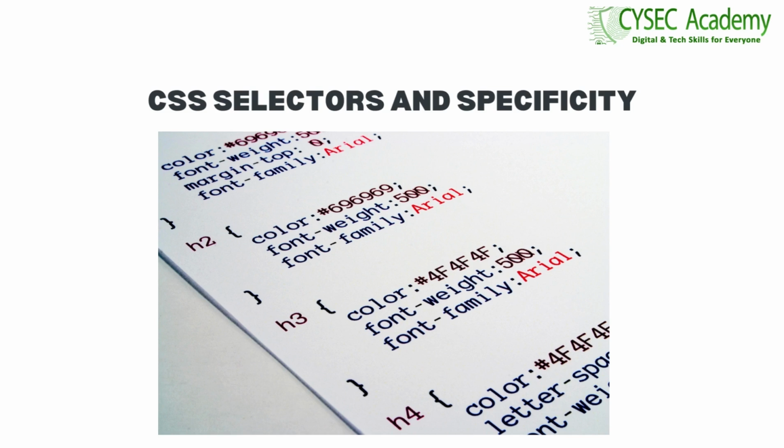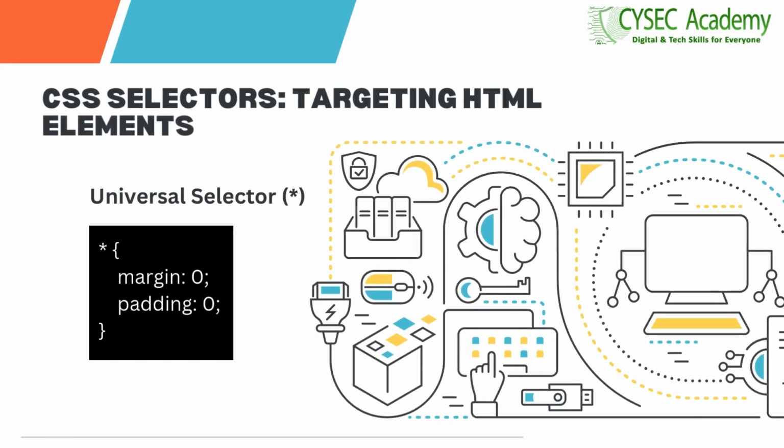The concept of specificity and how CSS determines which styles take precedence. And how to avoid conflicts and unintended style overrides. Let's start with selectors. CSS selectors, targeting HTML elements. CSS selectors define which HTML element should be styled. There are different types of selectors, each serving a specific purpose.